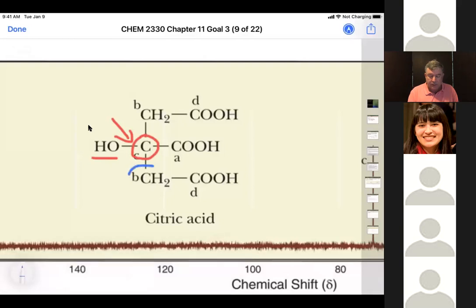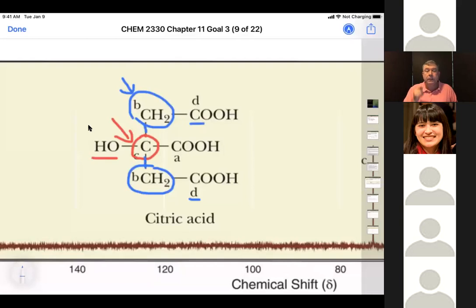We have a CH2 here bonded to this carboxylic acid. But hey, we have the CH2 here, and it's also bonded to a carboxylic acid, and it's bonded to the same type of carbon. So those become equivalent carbons. So we're going to get one peak for this here.